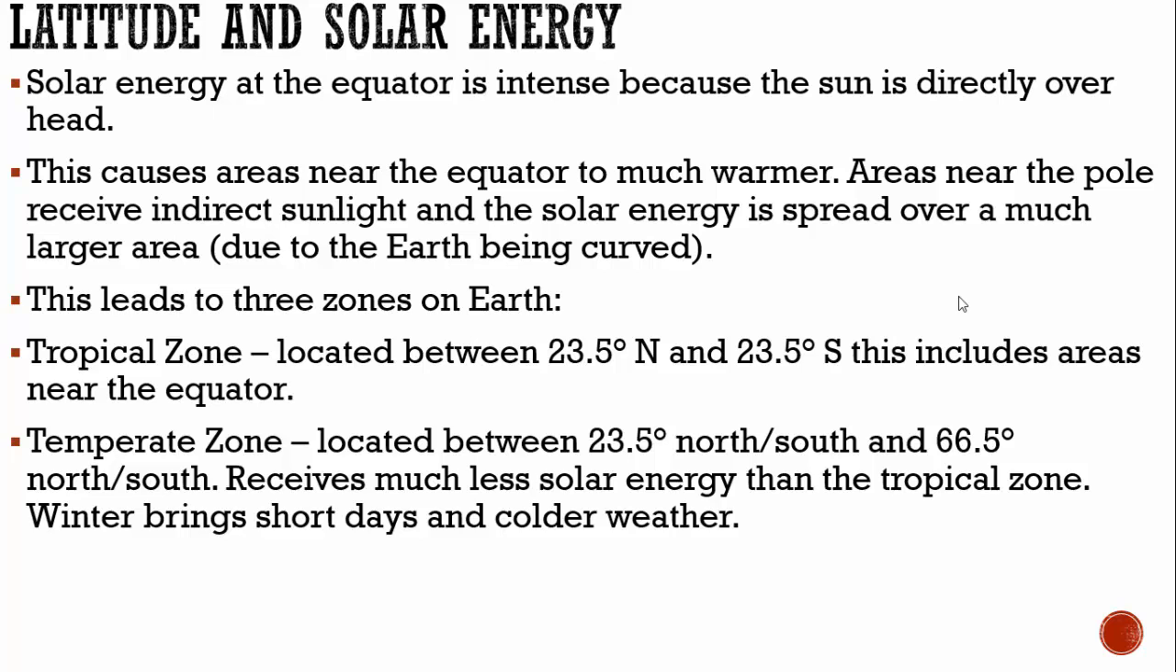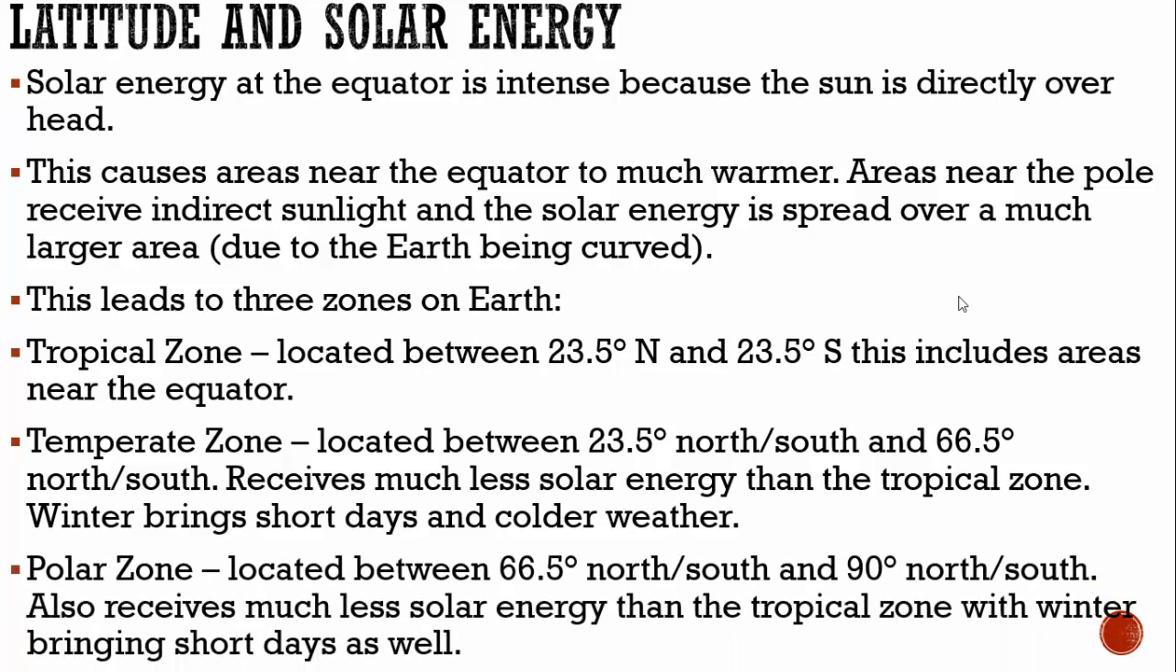Winter brings short days and colder weather. And then we have the polar zone, which is in the extreme north or extreme south. It's located between 66.5 degrees north and south and 90 degrees north and south. It also receives much less solar energy than the tropical zone, with winter bringing short days as well. So here we have this, and we're talking about the equator getting direct sunlight and areas near the pole receiving indirect sunlight. If you don't know what indirect sunlight is, of course it's not direct, but that'd be equivalent to standing in the shade on a hot day. You're still receiving light, but you're receiving indirect sunlight and it's a little cooler. So when we talk about indirect sunlight, that's what we're talking about.